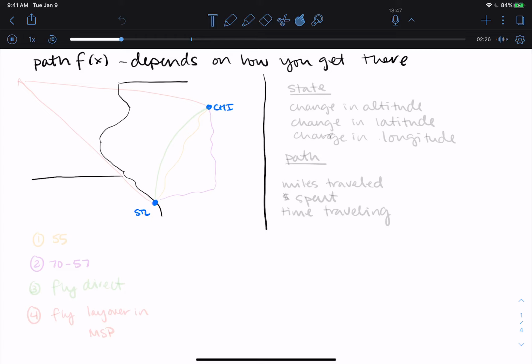So let's talk about how you could get from St. Louis to Chicago. So one option is that you could drive, and if you just take Interstate 55, you have a path that looks kind of like this. This is our trip option number one. You could still drive, but you could take Interstate 70. Let's do a different color. And then head north on 57, which will get you to Chicago.